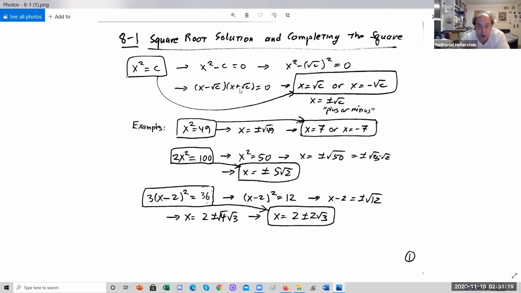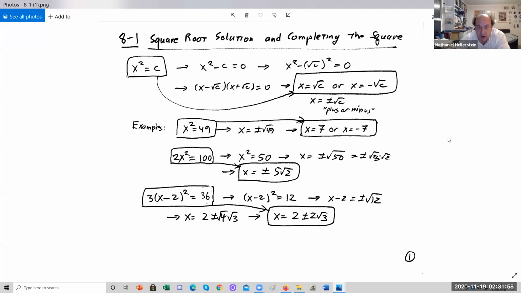Now, since a product being 0 means one of the factors is 0, either x minus root c is 0 or x plus root c is 0. In this case, x is root c. In this case, x is minus root c. So we write that for short as x plus or minus root c. This is a plus or minus sign. So for example, x squared equals 49 means that x equals plus or minus root 49, which is 7. So x is 7 or x is minus 7. And that makes sense. 7 squared is 49. Negative 7 squared is also 49.